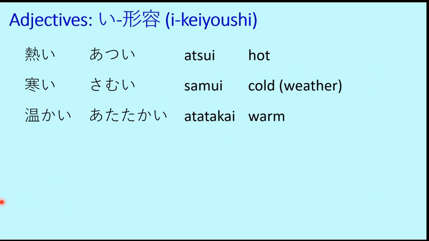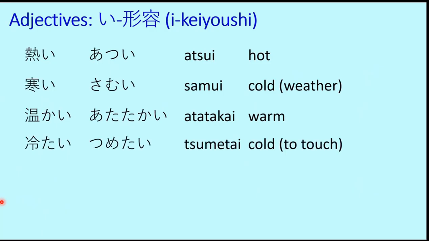Atatakai means warm, and tsumetai means cold, and this time it is used to qualify those substances which we can touch and which are cold. So for example, if we say the tea is cold, then it will be ochawa tsumetai desu. So it won't be ochawa samui desu. It will be wrong to say ochawa samui desu. We will say ochawa tsumetai desu. The tea is cold.